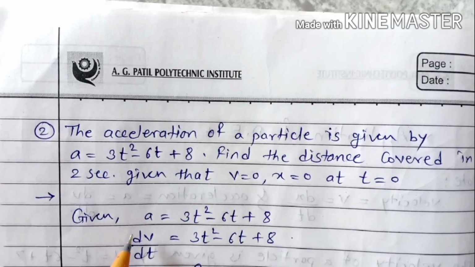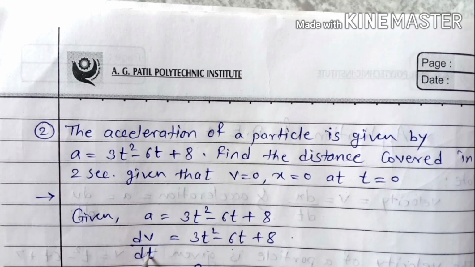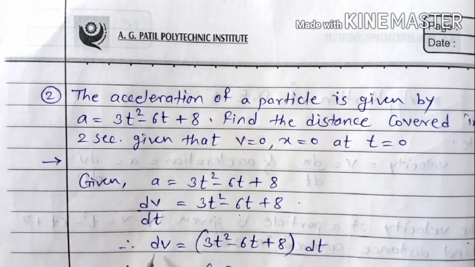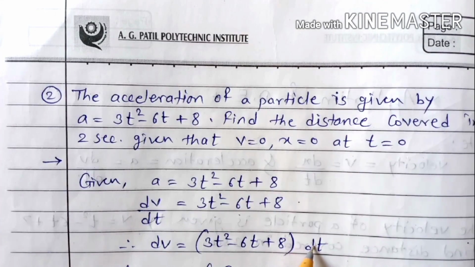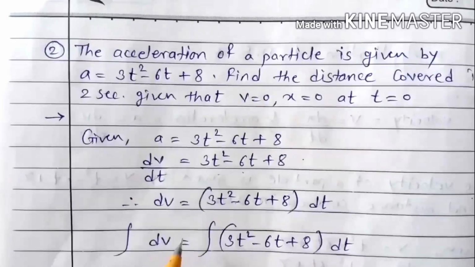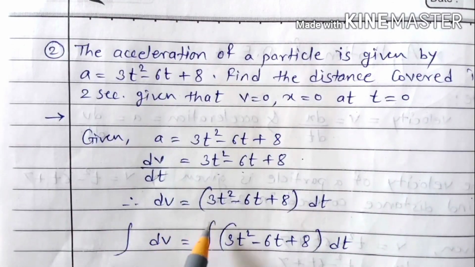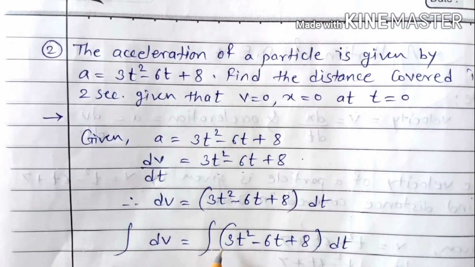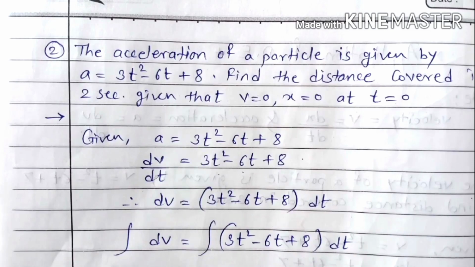We know that acceleration is the change in velocity, therefore a equals dv by dt. So dv by dt equals 3t square minus 6t plus 8. Now we shift this dt to the right side, so it becomes dv equals (3t square minus 6t plus 8) into dt. Now we integrate both sides because this is the variable separable method. Integration of dv equals integration of (3t square minus 6t plus 8) dt.